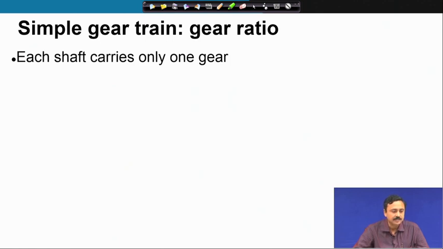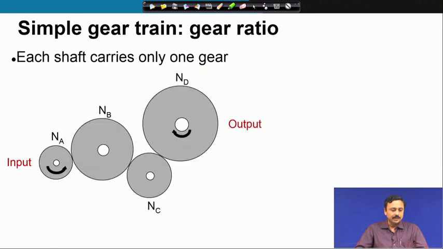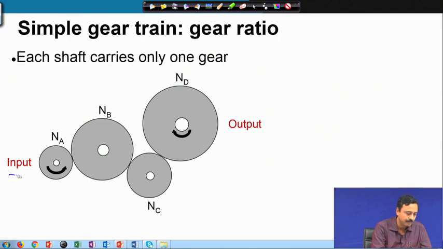Let us start with this simple gear train and try to calculate the gearing ratio. As I have mentioned, in a simple gear train, the centers of rotation of all gears are fixed, and each shaft carries only one gear. So, let us look at an example. Here is an example. We have this input gear and output gear, all these centers are fixed.